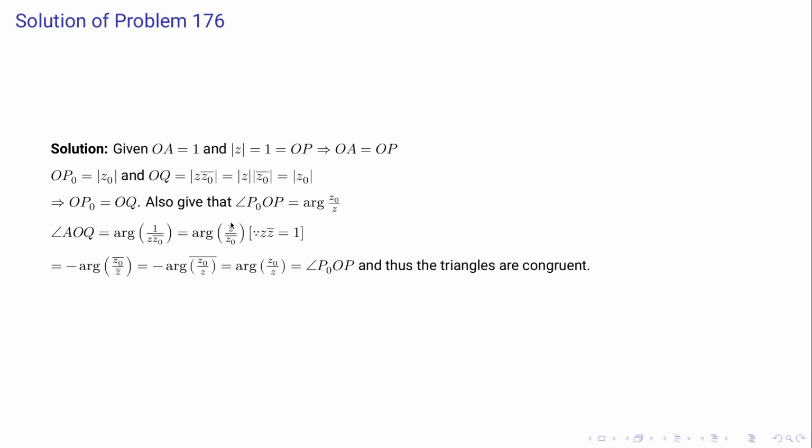Now we take angle AOQ. Angle AOQ will be argument of 1 by Z0 bar, which will be equal to argument Z bar by Z0 bar, because Z bar is equal to 1. So if we substitute by Z bar, Z will cancel out and Z bar will be there. Now this whole thing is equal to minus of argument Z0 bar by Z bar. We reverse the arguments, and this will be equal to minus arg of Z0 bar over Z bar, which will be equal to argument Z0 by Z. We remove the bar and minus sign, which is equal to angle P0OP, and thus the triangles are congruent because two sides are equal and one angle is equal.